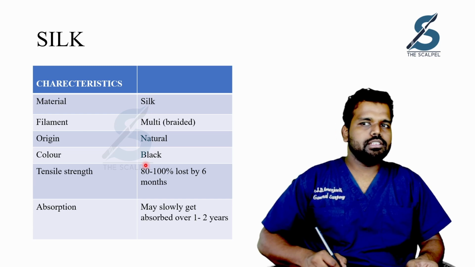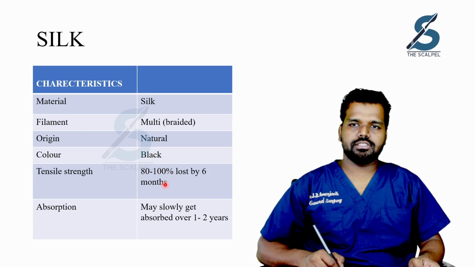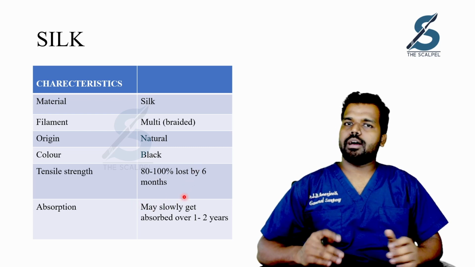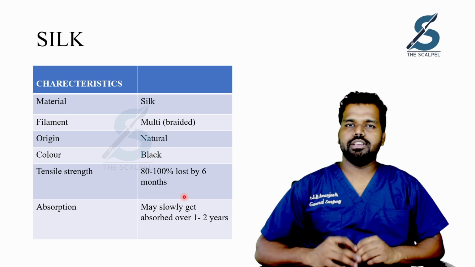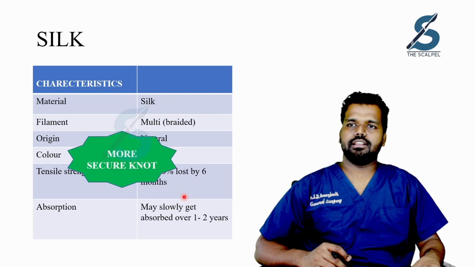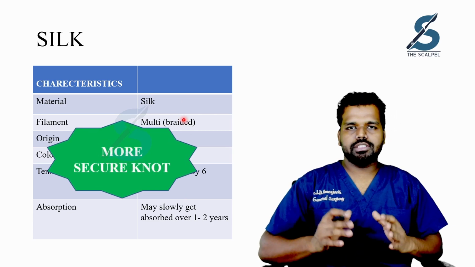But as you can see here, the tensile strength is almost lost by 6 months, and the silk may slowly get absorbed over a period of 1 to 2 years. But still, silk is considered a non-absorbable suture material. And as it is multifilament and braided, the knots here are very secure.